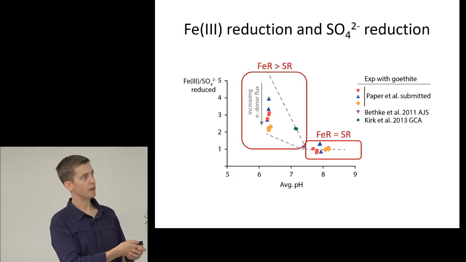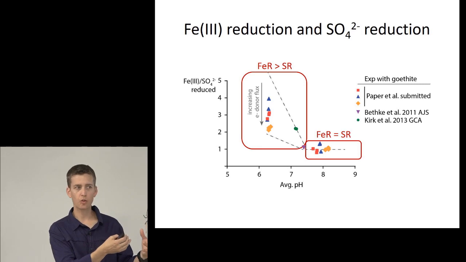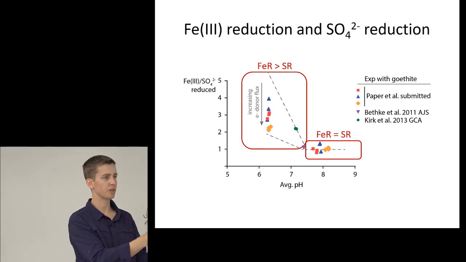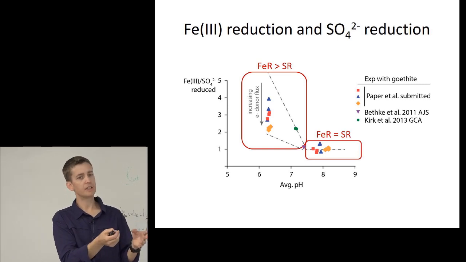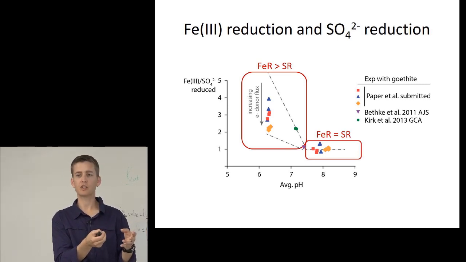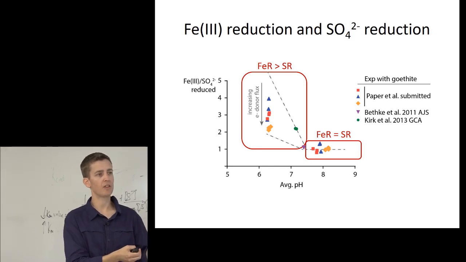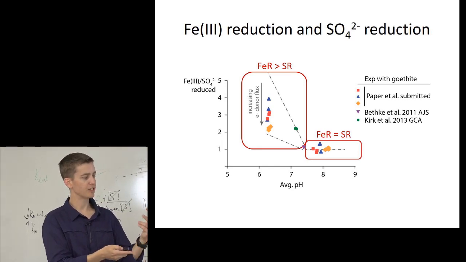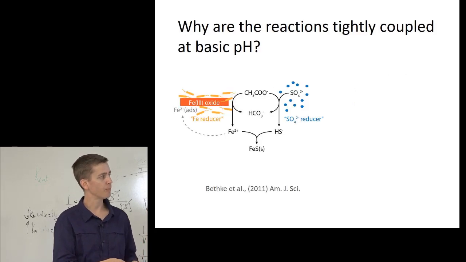So unlike acidic environments where iron reduction is very favorable, both in terms of energy, sorption, etc., at basic pH, iron reduction is kind of just barely scraping by. It's getting hit with sorption. It doesn't have a lot of energy available from its reaction. So it needs help, and sulfate reducers can provide some help.